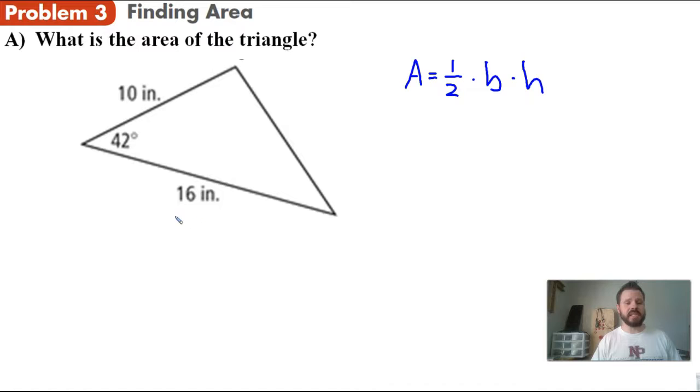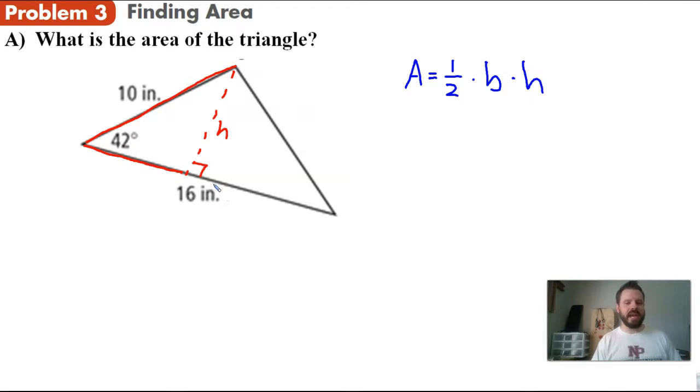Now, the problem here is I have two of the bases of the triangle. Any side of a triangle can be the base. I don't know either height. I don't know the distance from either base to the opposite vertex. So that's what we need to solve for with this one. What I want to know is this height at a right angle, and we'll call that h. I'm going to split this triangle up into a right triangle, I suppose two right triangles.